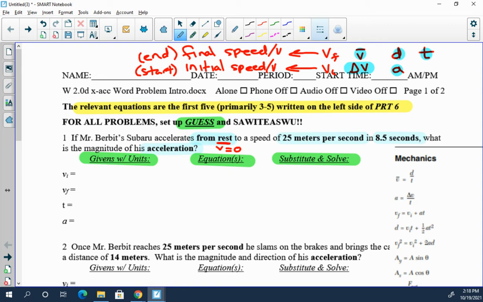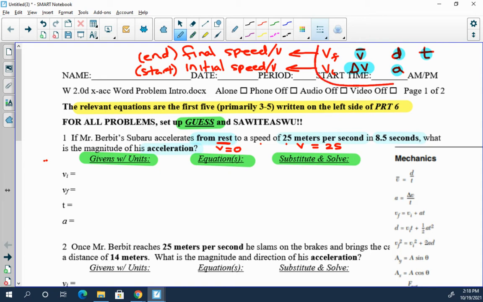This also is a speed, 25 meters per second. So V equals 25. We'll worry about the units in a moment. We write them over here with our givens. We have 2 different V's. Generally, when that happens, that's not going to be okay.